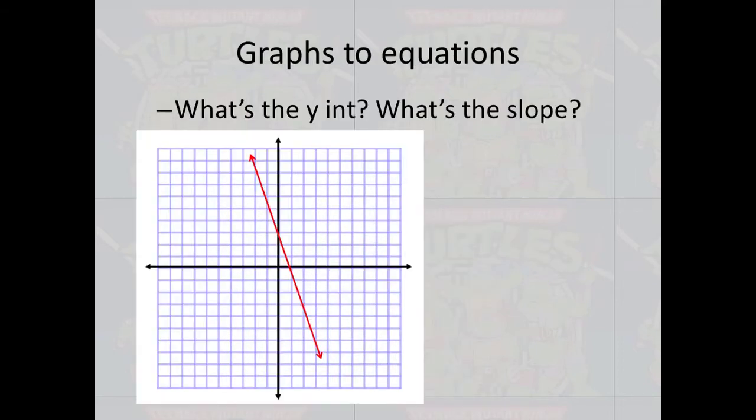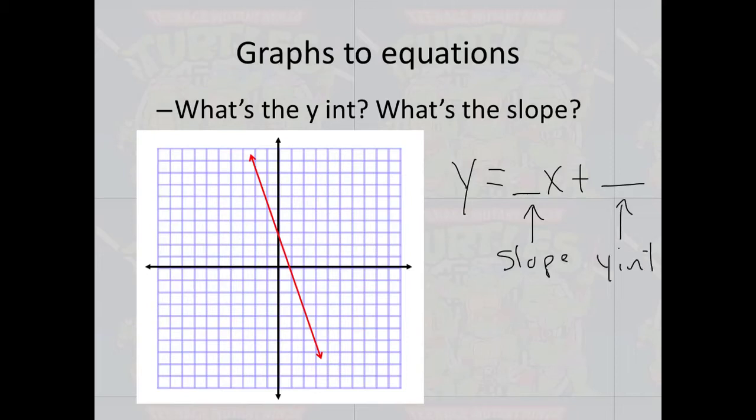Now we're going to do the reverse. We have a graph, and we need to come up with an equation for it. So the easiest way to do that, start with y equals blank x plus blank. Of course, this blank is the slope, like we just said, and this blank is the y-intercept. So let's start with the y-intercept, because that's pretty easy to find. I'm going to follow my line till we cross the y-axis, and I see that we cross right there at 3. So I'm just going to add a 3 as my y-intercept. It's that easy.